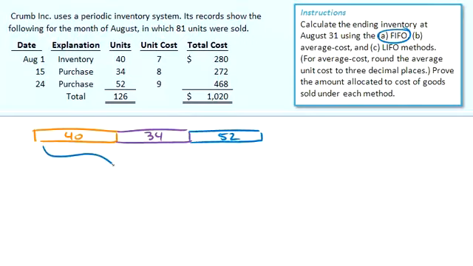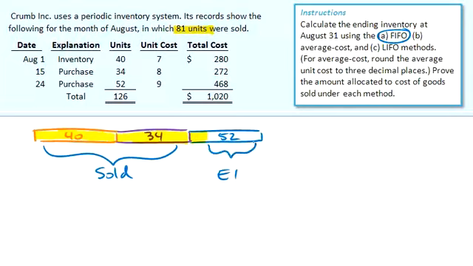Under the FIFO method, our oldest inventory is going to be sold first, and our ending inventory will be comprised of the most recent purchases. So during the month, Crum sold 81 units. That includes the 40 units that were in our beginning inventory, plus the 34 units from our August 15th purchase, and an additional 7 units from our last purchase on August 24th.